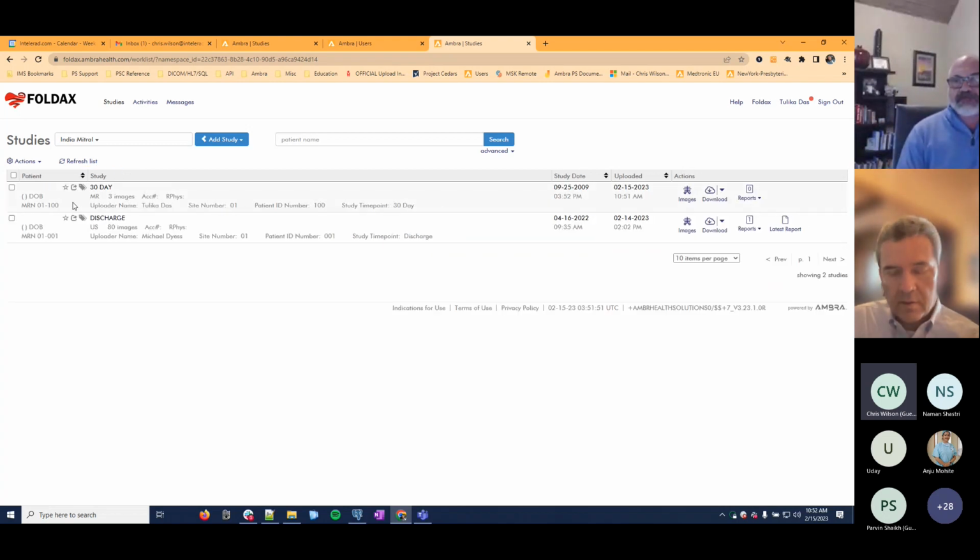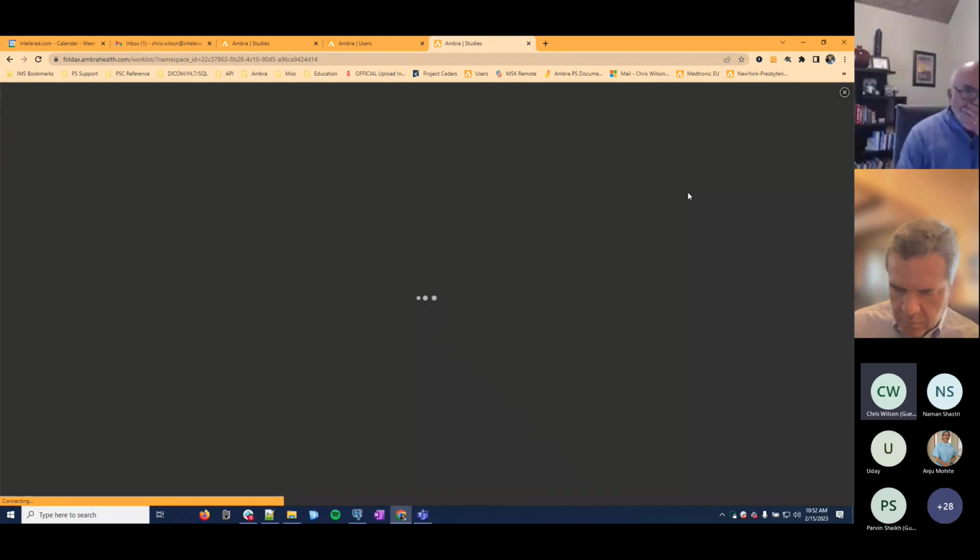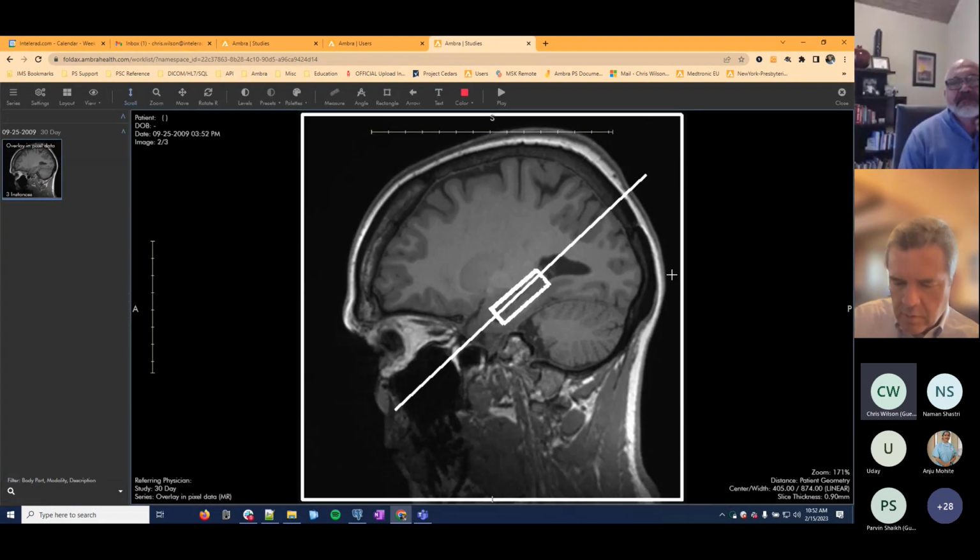Once I refresh, you'll see all of that information that was previously on that study has been anonymized, and the information that I entered, for instance, the patient ID number and the study stage, is here in the study. You do have the ability to go to the image viewer so that we can see and confirm that the study that you uploaded is the correct study.